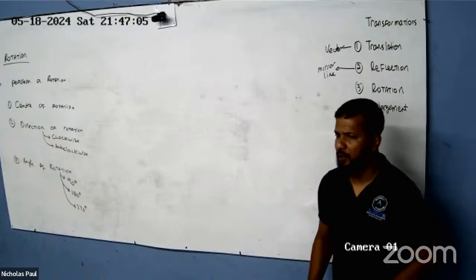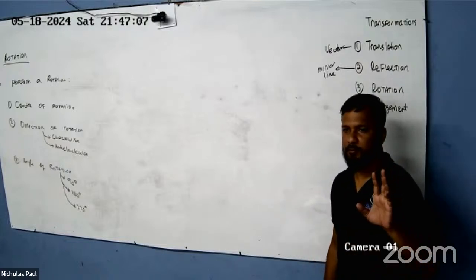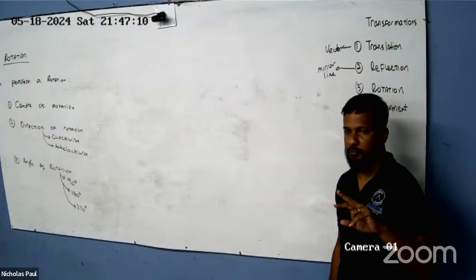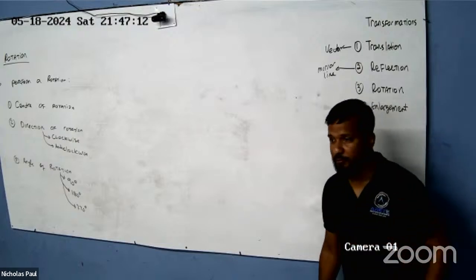Who needs a protractor here? Let me see. No, they have one semicircle.